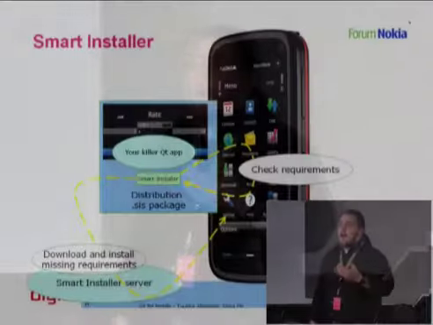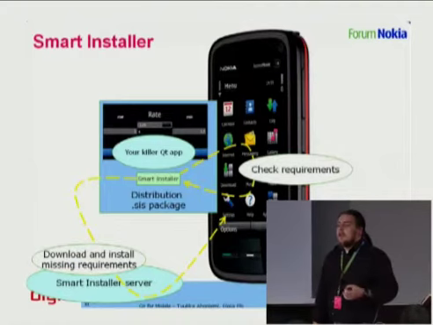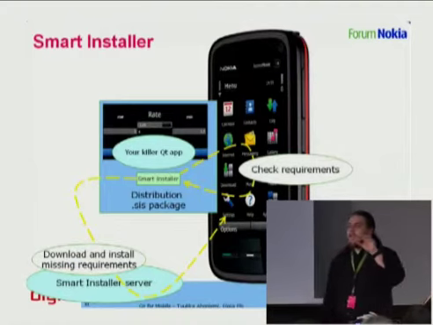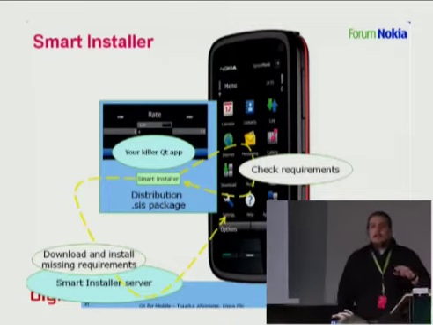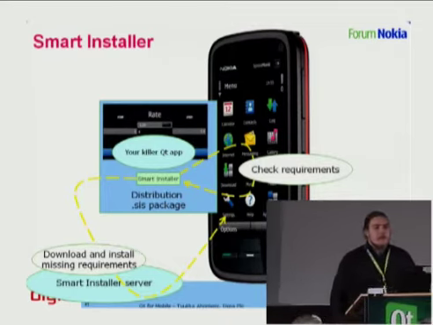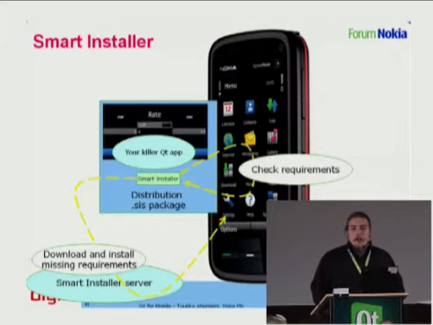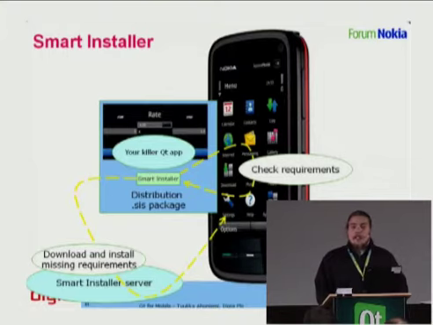That's not here. So the next thing Smart Installer does is download and install the missing requirements from a server. After that, your actual application will be installed. And the next time another application requires those mobility APIs, they're not re-downloaded, they're already there. So the idea is that you have a small component inside your distribution packets that will check whether all the necessary requirements are met. If not, it will download them. It will prompt the end user: can I use the network? I would need to download this package.